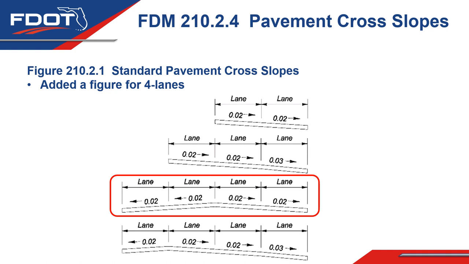And typically, the Turnpike uses this four-lane section on roadways with design speeds of 70 miles per hour to be more compatible with future widening and to mitigate hydroplaning risk.